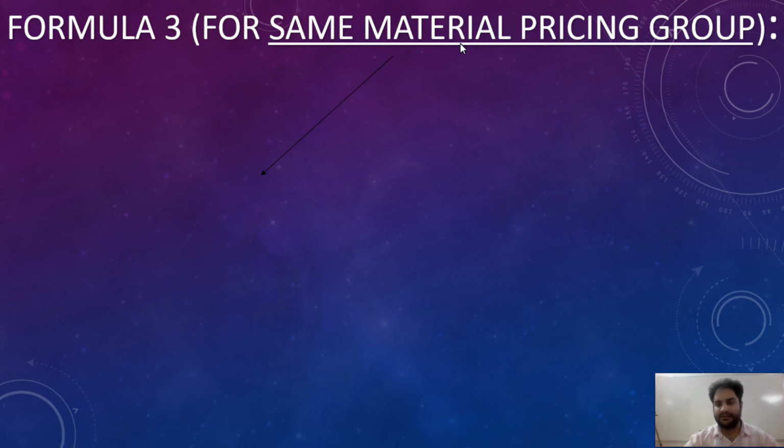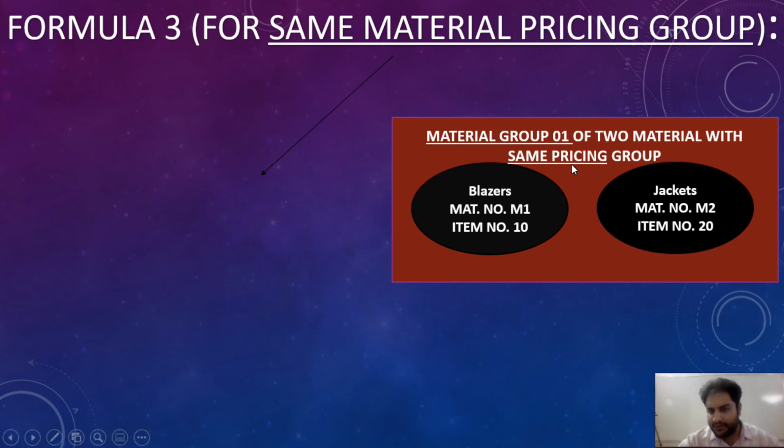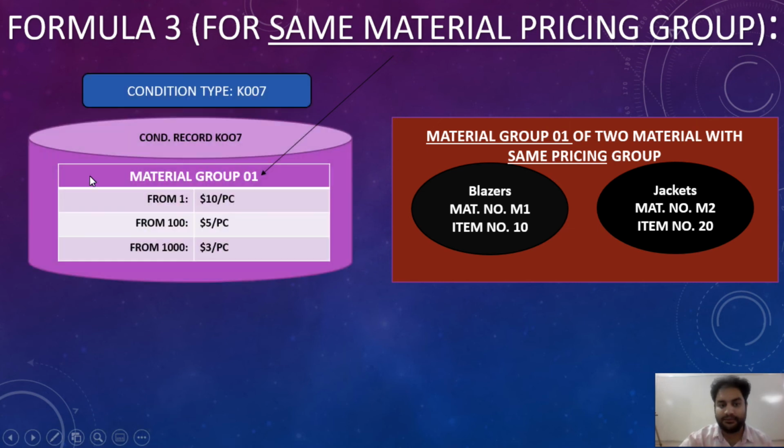For same material pricing group, let us see material group 01 of two materials with same pricing group. In the formula number 1 and formula number 2, we saw here it was written for different pricing groups. For different pricing groups, what happened, there existed 2 condition records. Okay, for material number M1 and material number M2 separately. But now the pricing group is same. That means only one table of material group 01 as a whole would be there. Material M1 and material M2 are not going to have separate pricing criteria. Rather the whole material group is having the same pricing criteria now.